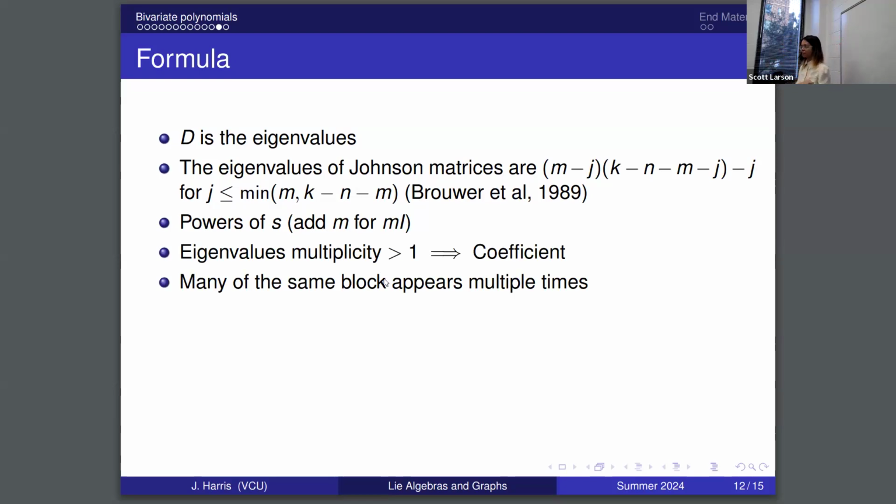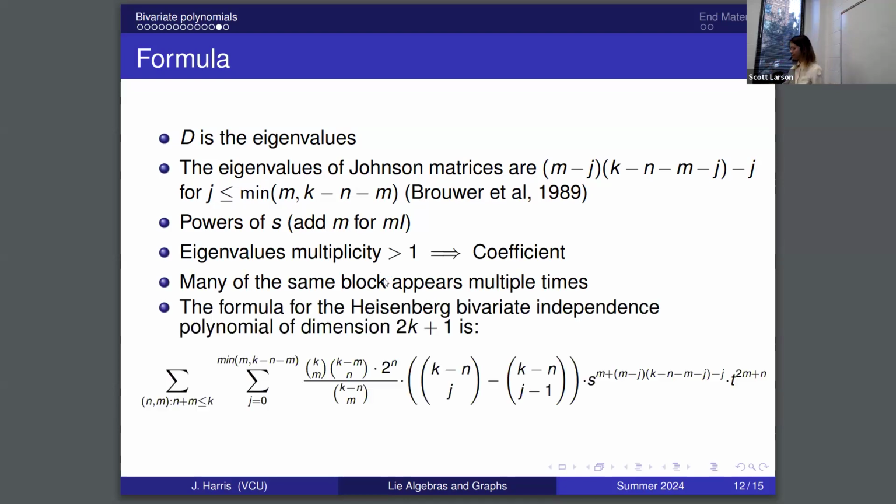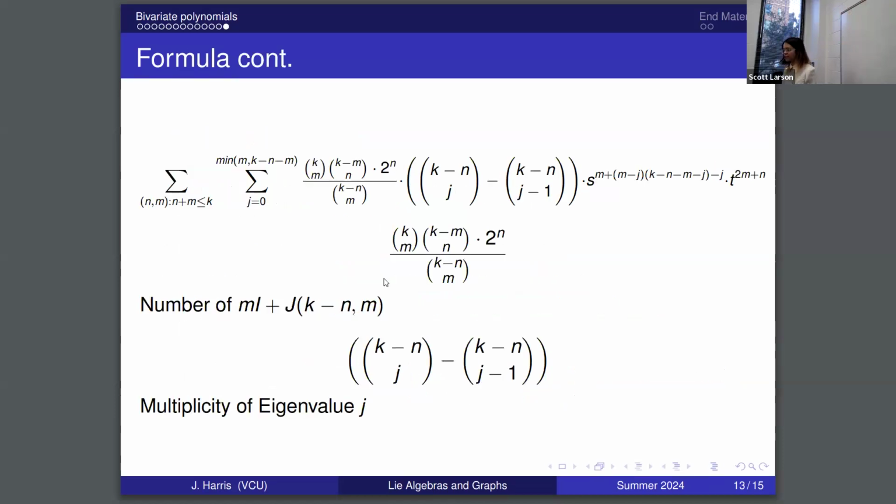Another thing that we're going to have to look out for is that some of these Johnson adjacency matrix blocks are going to appear multiple times because they have to fill out the entirety of delta B. So we have to count how many times these are going to show up. If we put all that together, I will explain what all of the parts are. We can get a formula for the bivariate independence polynomial for Heisenberg Lie algebras using all of these parts. So, just explaining what everything is.